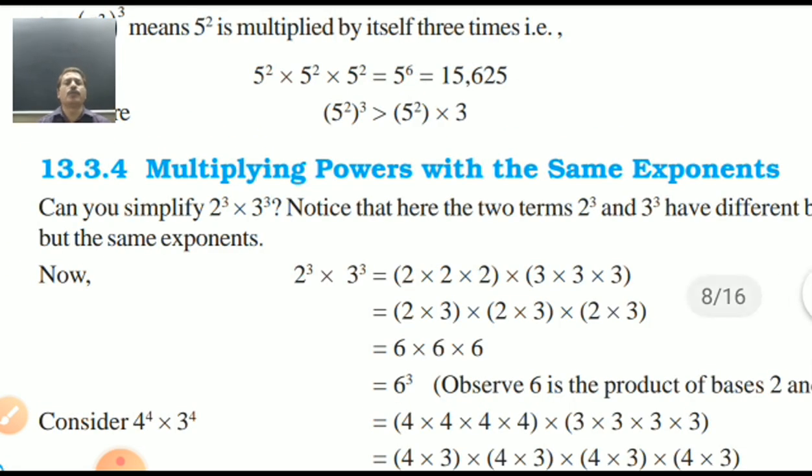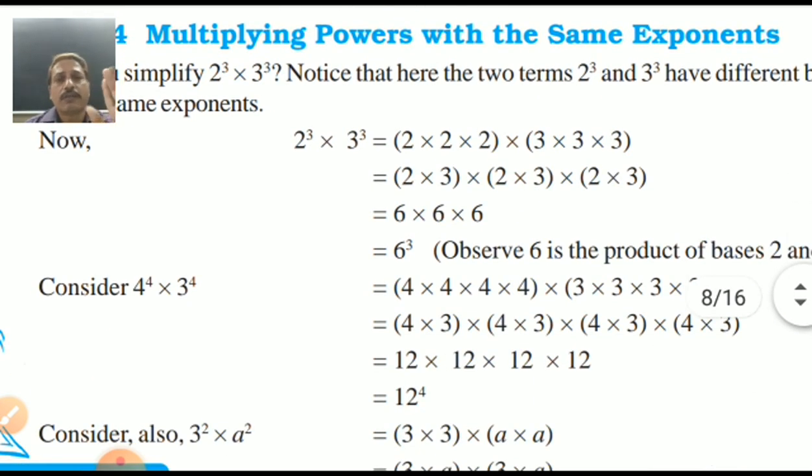4 raised to 4 multiplied by 3 raised to 4. Both the powers are same. Exponents are same. You can expand like this way, but I just said multiply both numbers. 4 3s are base का multiply. Yes, 4 3s are 12. And power remains same, 4.